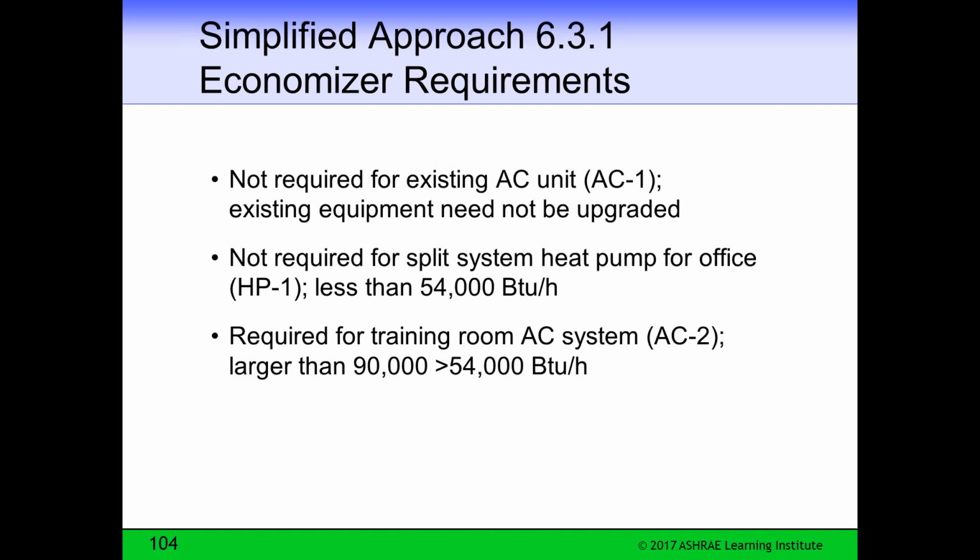Now, on the simplified approach, which this small building applies to, we have the same requirements in general as the main code. So for the small system, we don't have to add an economizer to the existing system because it does not need to be upgraded, and we don't need to add an economizer to the office unit because it's less than 54,000 BTUs. But we do have to have an economizer on the training room unit because it's so big.